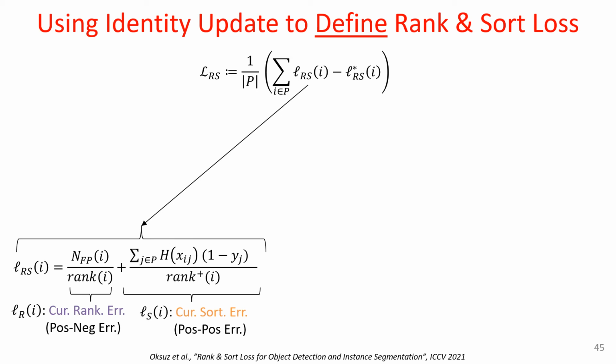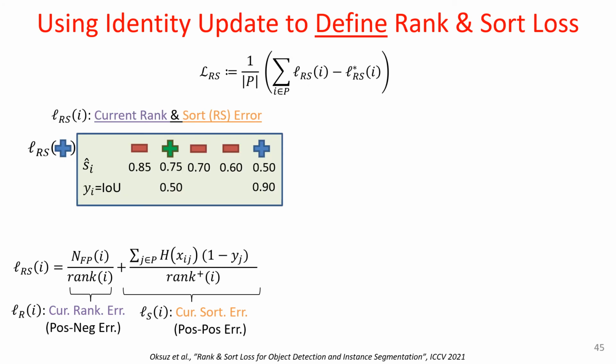Given a batch of positive and negative examples, note that the current RS error on the ith positive example considers all examples with larger logits, and it is the sum of the current ranking and sorting errors. While the current ranking error is simply the precision error, the current sorting error penalizes the positives with larger logits by the average of their inverted labels.